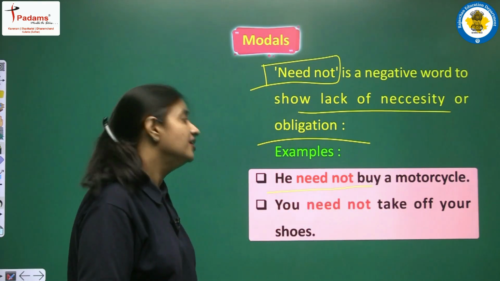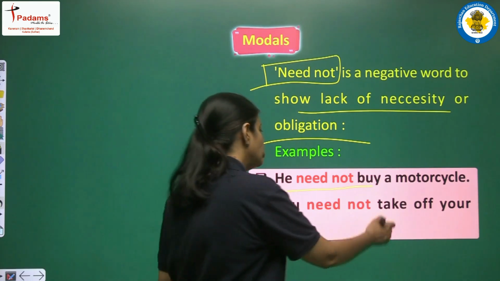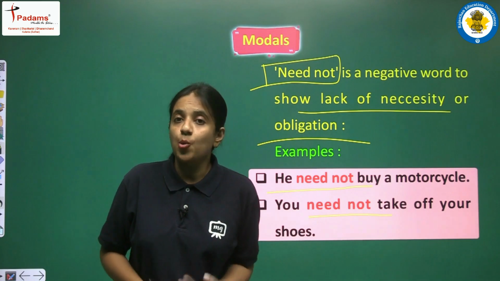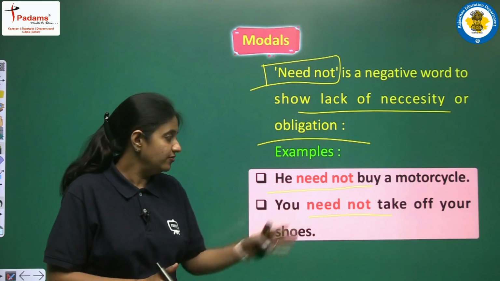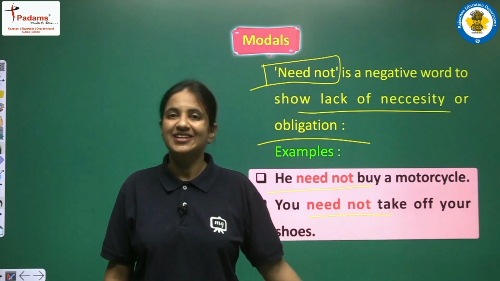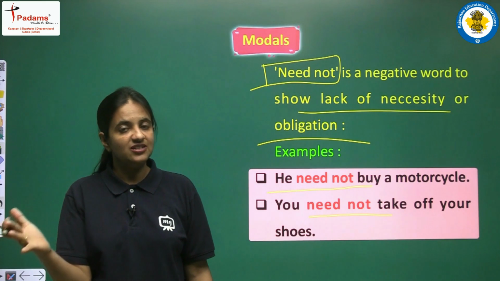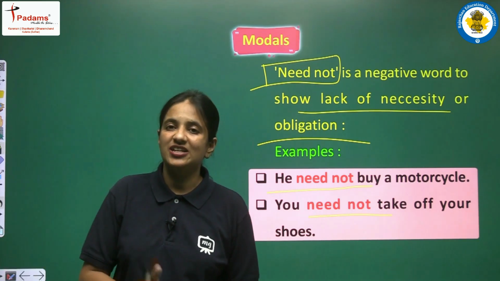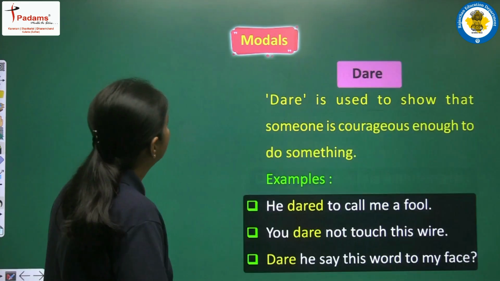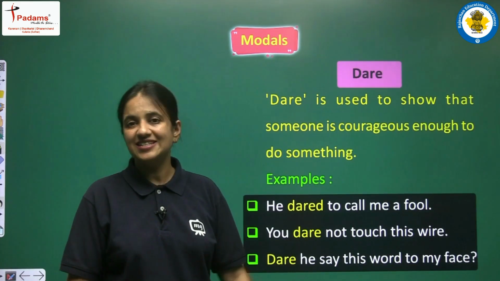One more example, you need not take off your shoes. Again we are trying to show lack of necessity, and we are saying that it is not at all required. There is no necessity that you have to take off your shoes. Okay, so in this manner need is used in positive sentences also, and yes, it is used in negative sentences also. Moving on, now we have the next modal.